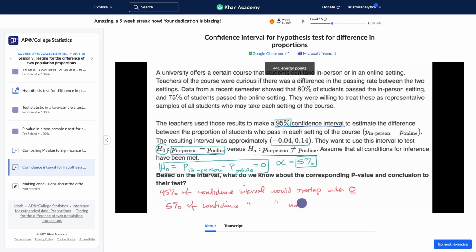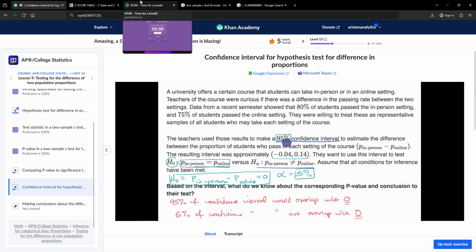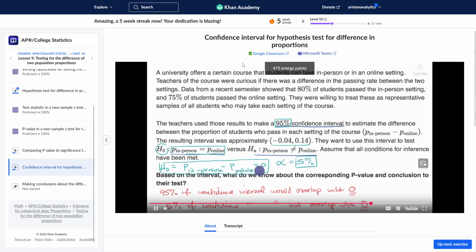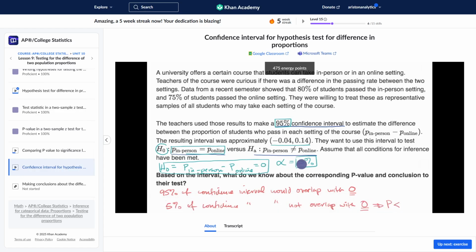would not overlap with 0. And so if you go through this process, construct a 95% confidence interval, and you don't overlap with your assumed difference of the true proportions from your null hypothesis, well, in this situation, your p-value is going to be less than your 5% significance level. So in this situation, you would reject your null hypothesis.